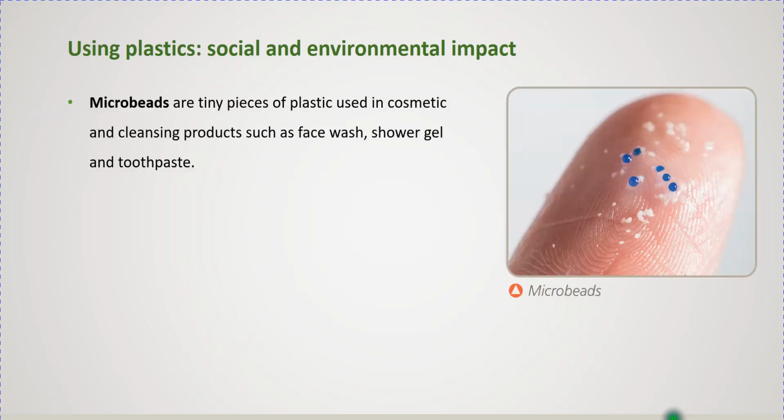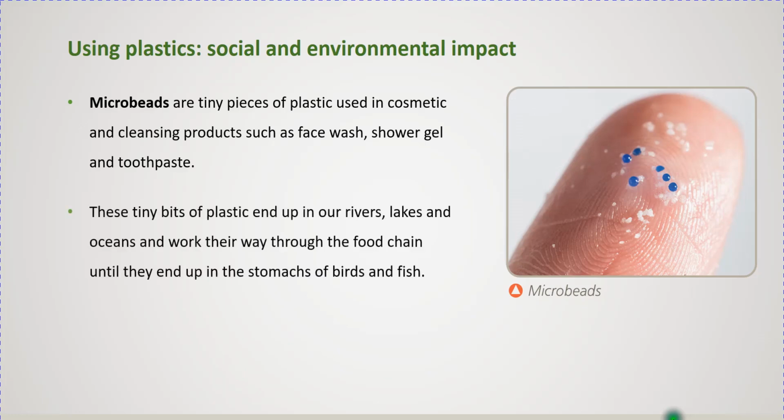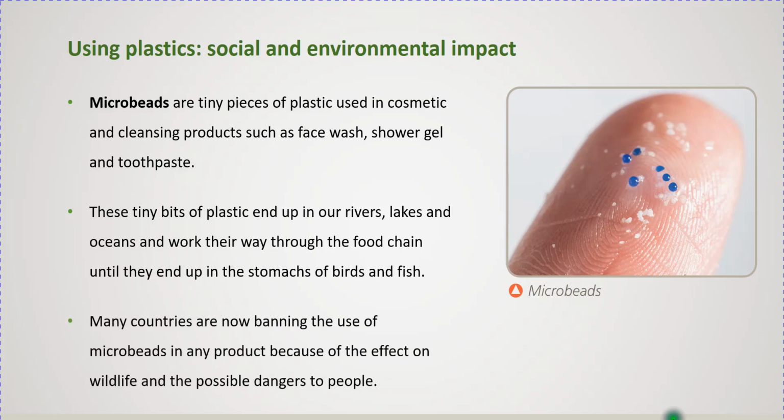The other major effect now is there's a plastic known as microbeads. These are tiny bits of plastic that are used in cosmetic and cleaning products such as face wash, shower gels that we use, and toothpaste. So they're little tiny beads of plastic. In the photograph here you can see these tiny beads of plastic. Now these tiny beads go down our sinks, into our rivers, our lakes and our oceans, and then they work their way back through the food chain because they end up in, we'll say, fish that are in the ocean. We catch the fish and then we eat the fish. So we end up having these plastic beads in our bodies.